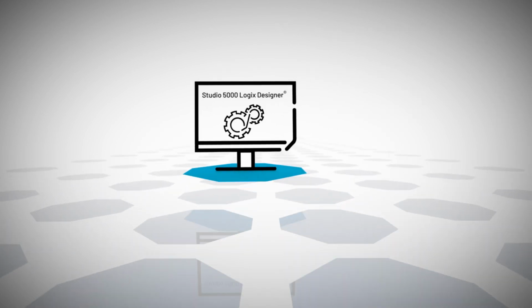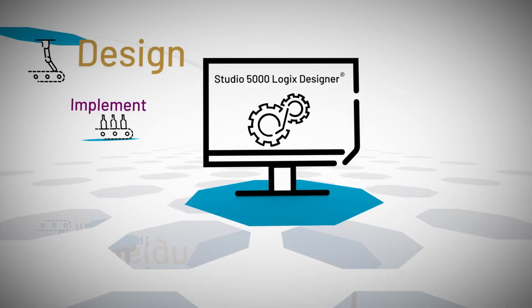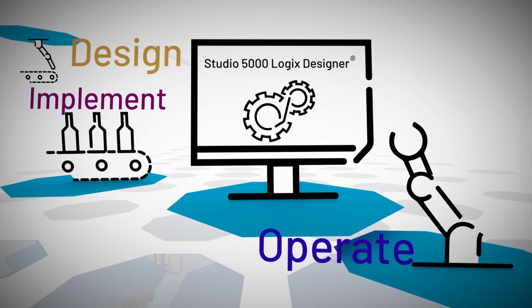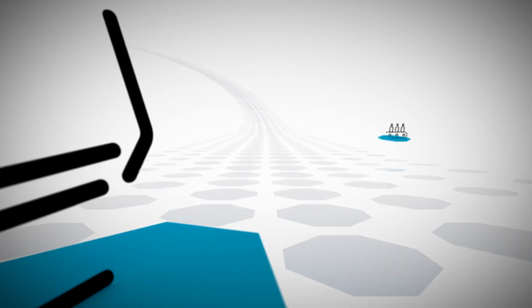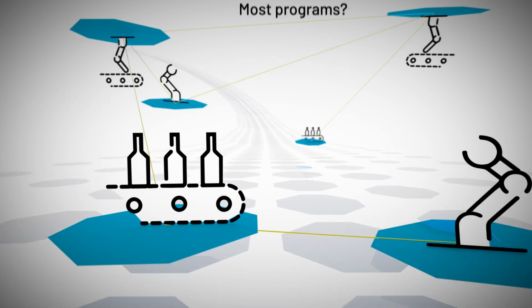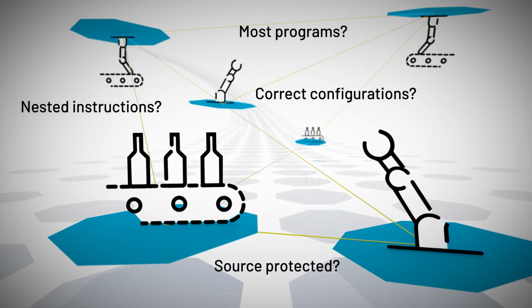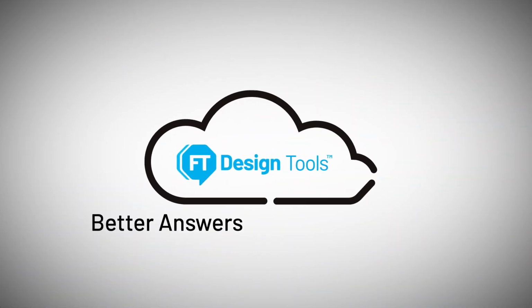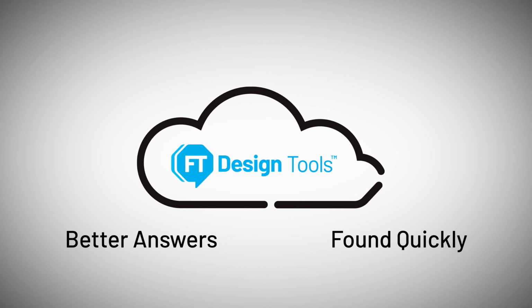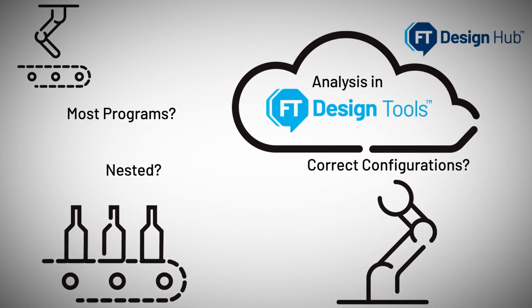You use Studio 5000 Logix Designer for designing, implementing, and operating industrial equipment. You manage complex projects, you grapple with complex questions, and you've wished for a better way, for deeper understanding. Wish no more. Now, better answers can be found quickly using the totally new Cloud Native Analysis feature in FactoryTalk Design Tools, part of FactoryTalk Design Hub.